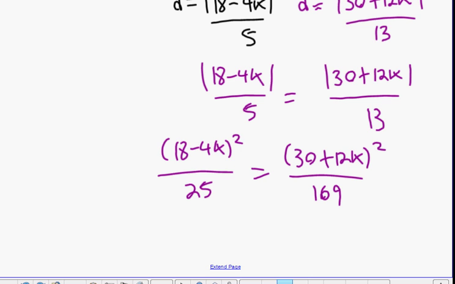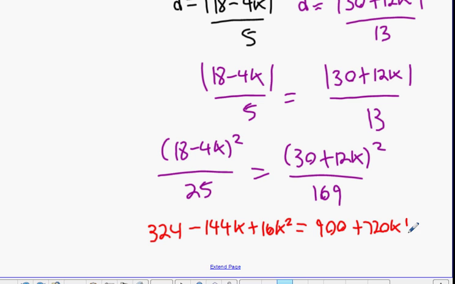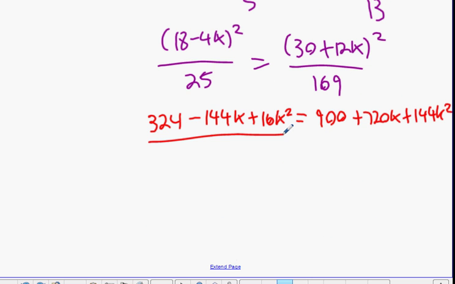Now, it's not good, is it? It's a big one. What's 18 times 18, anybody? I need your help with the calculator. I think it's 324, but I can't be certain. 324. Okay. 18 times 4 is 72. Double 72, 144. And 16k squared. I'll still need your calculator. That's going to be 900. 30 times 12 is 360. Double to 360. And then 144k squared.